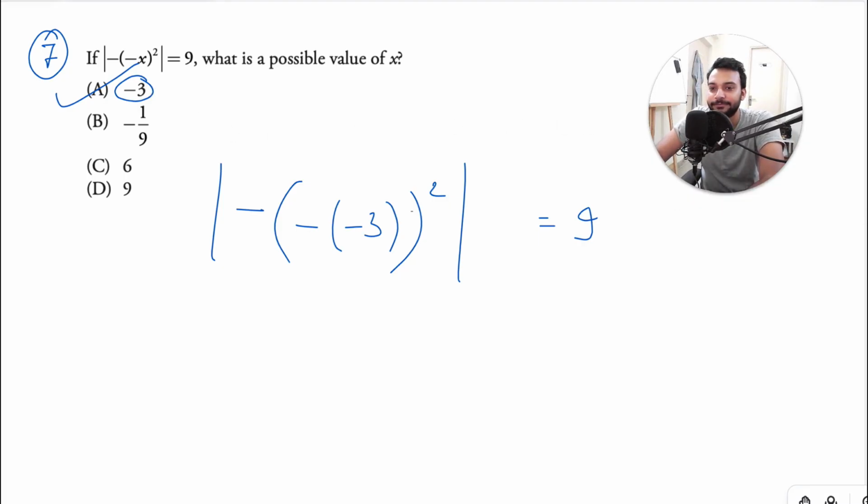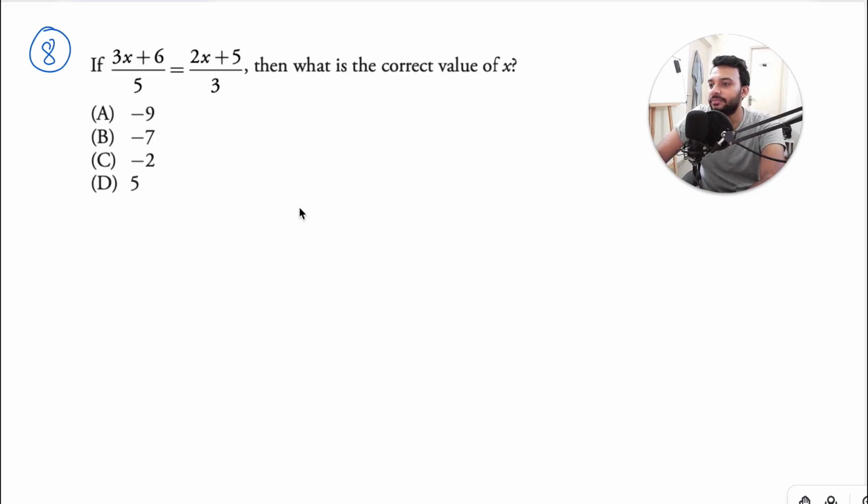Okay, let's go ahead. Question number 8. If 3x plus 6 over 5 is equal to 2x plus 5 over 3, then what is the correct value of x? Okay. These kind of equations can be solved in two ways. One way is to get everything on one side and equate it to a 0. We can do that by subtracting 2x plus 5 over 3 on both sides.